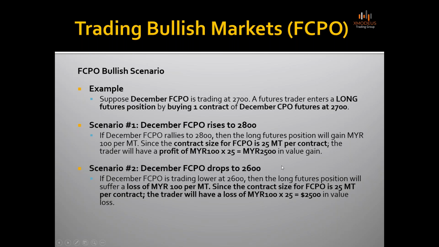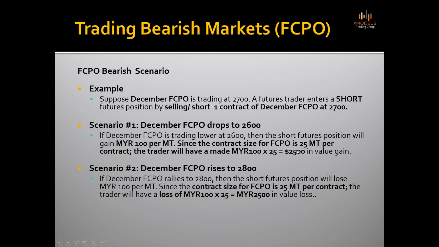All right, so this is a bullish scenario. Now, in case you are bearish, okay, you feel that maybe FCPO at around 3,000 ringgit is the top, so it looks like it's going to come down. If that's your view, you can of course short sell. That means you sell December FCPO, and let's say, similar to the previous example, the price is at 2007, so a trader sells one contract of December FCPO at 2007.